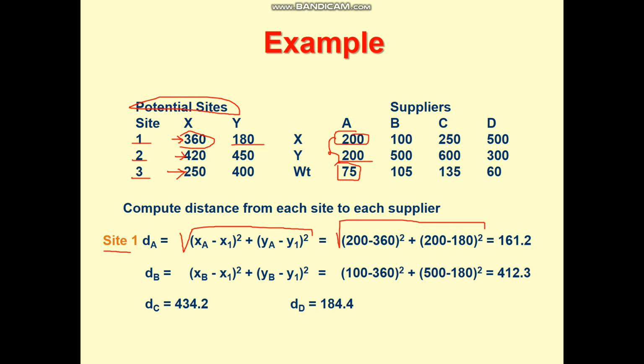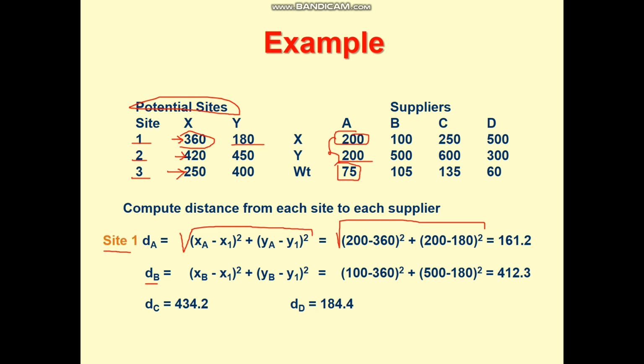Then we have the value, the distance is 161.2, and so on and so forth. We can calculate the distance between site 1 to supplier A, site 1 to supplier C, site 1 to supplier B, and site 1 to supplier D.